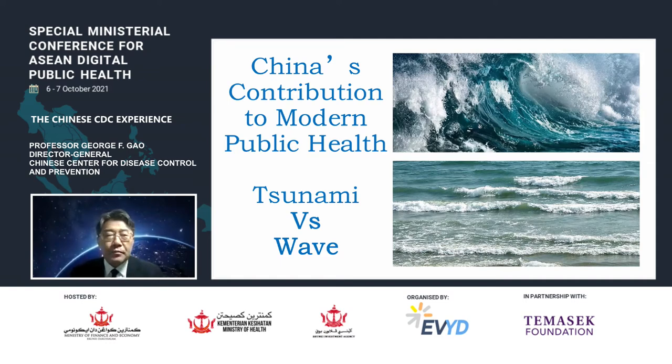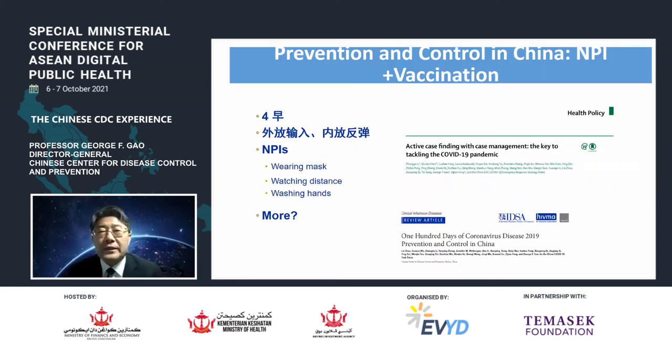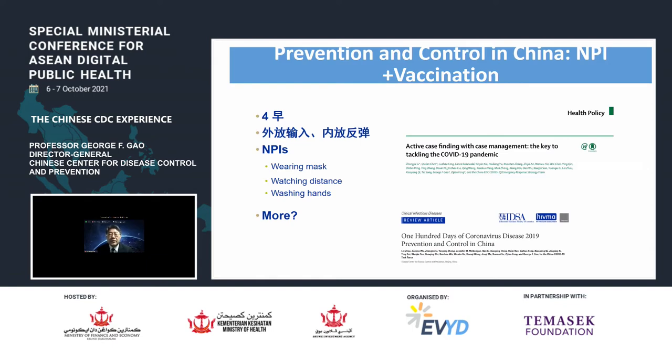So looking back at what China did, we wrote some papers for the Lancet. We called it active case finding with case management, the key to tackling the COVID-19 pandemic. This is how we brought the Wuhan outbreak down. We also outlined what we have done in China in a paper called 100 days of coronavirus disease 2019 prevention and control in China, published in Clinical Infectious Diseases last year.